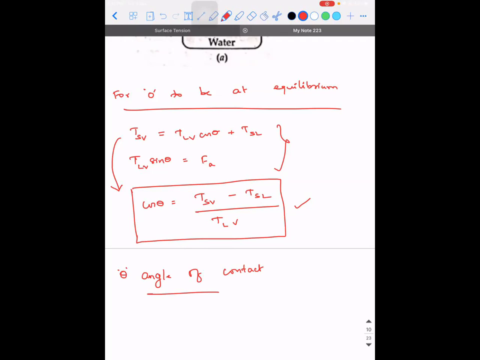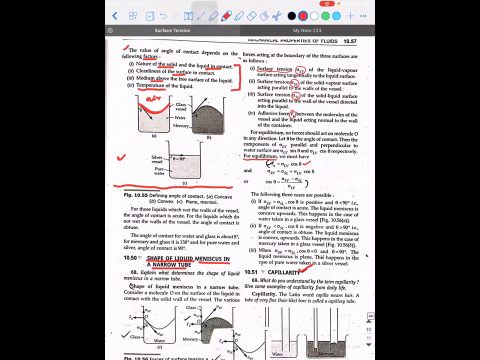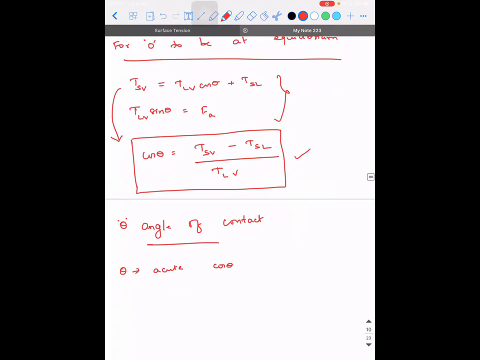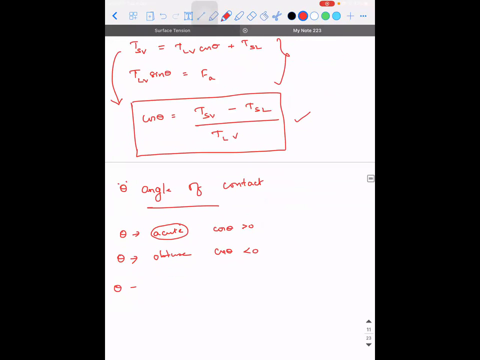Okay. Now see. So what are all the possible values of theta? Theta can be acute. So if it is acute, then cos theta, is it positive or negative? Positive, because it belongs to the first quadrant. If theta is obtuse, it belongs to the second quadrant, then cos theta is negative. Theta equal to 90 degrees implies cos theta is equal to 0.